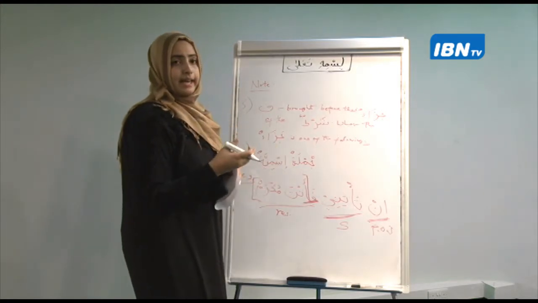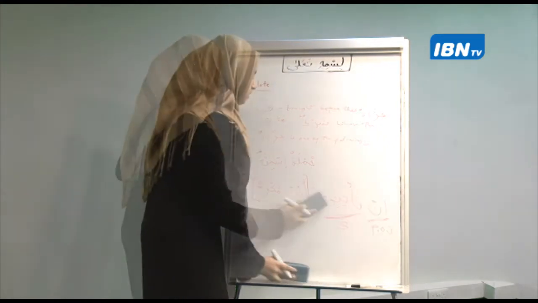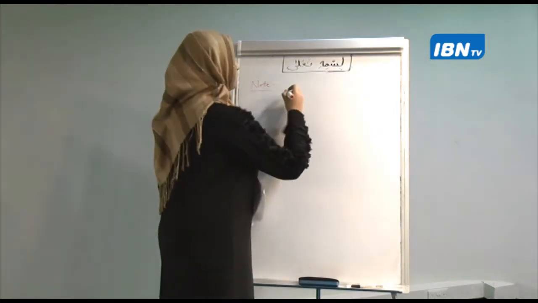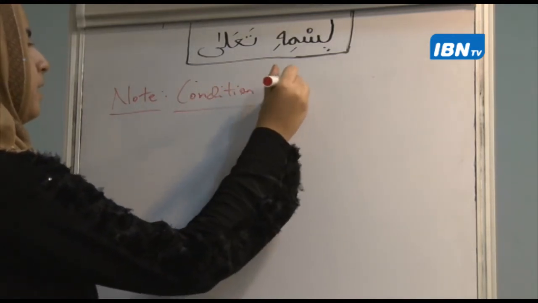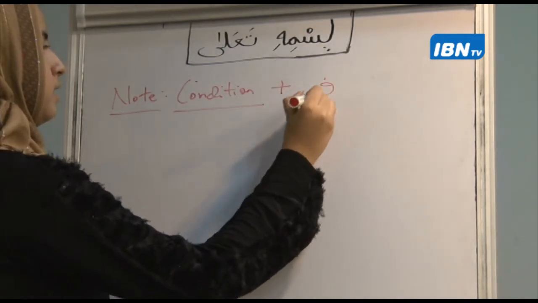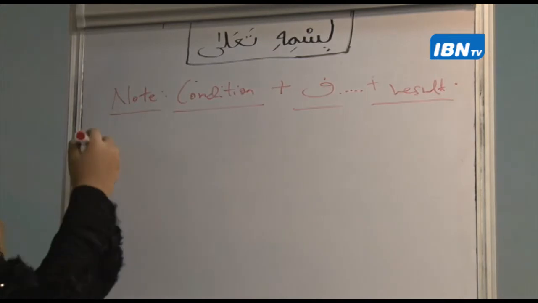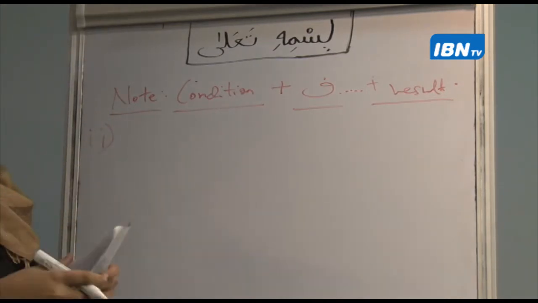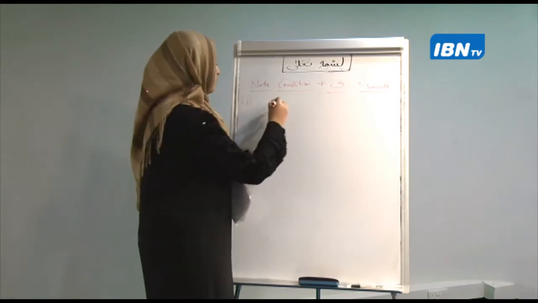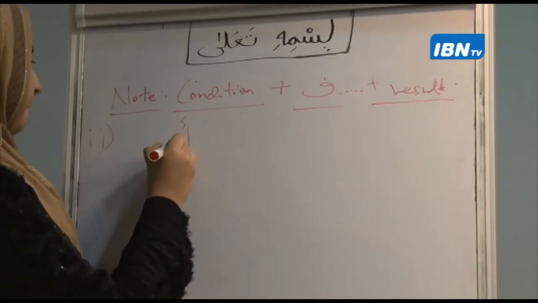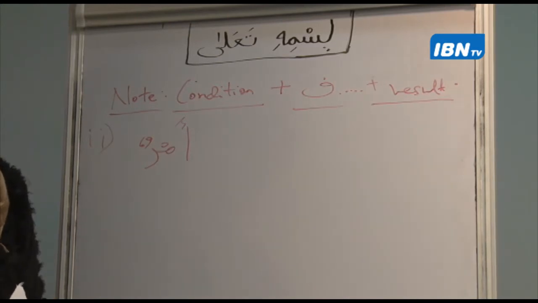Now we will be looking at the second case, where of course the fa again will come in the middle of the condition and the result. So basically, in all these sentences we're discussing, we have the condition, then followed by the fa in the middle, joined to the result, and of course only when the jaza is one of the following. The next case is when the jaza, or the result, is amr, or I can say when the result is a command.